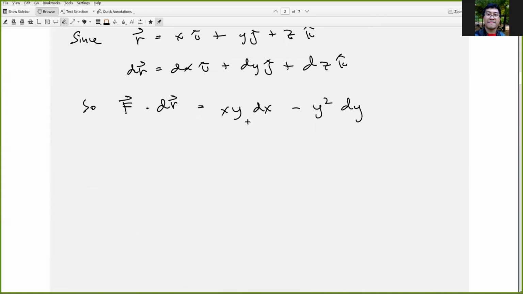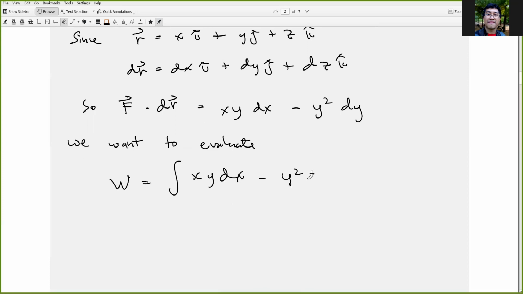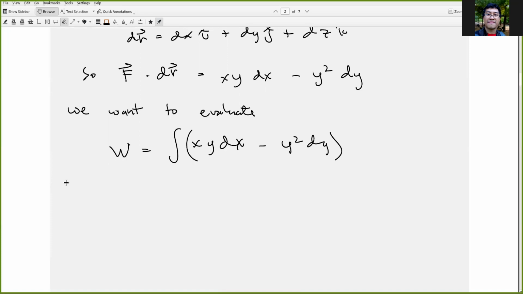Okay, so we want to evaluate W, which is the integral of F dot dr, or the integral of xy dx minus y squared dy. But take note, we still have two variables here. We mentioned earlier that in a curve, there's only one variable. So that one variable would depend on the path we choose, for example, along the relation with this to that one variable.